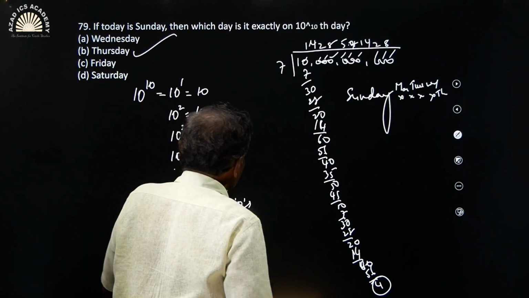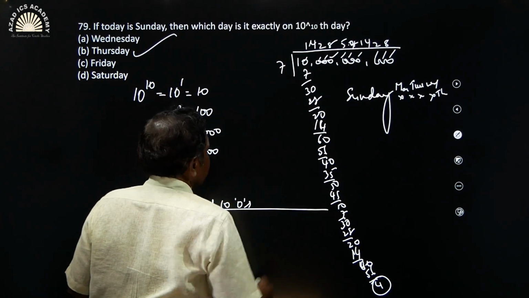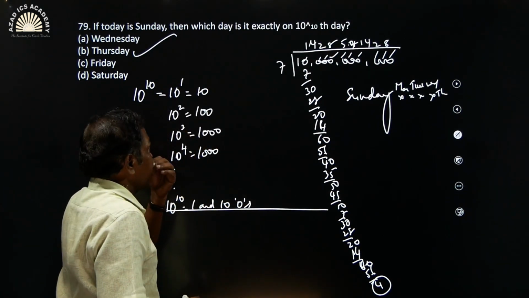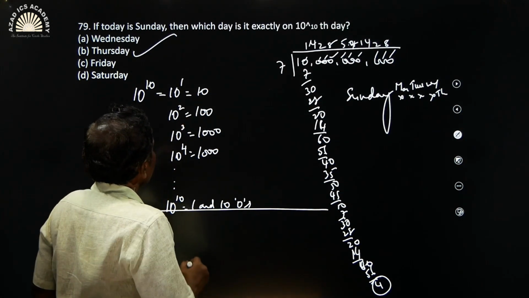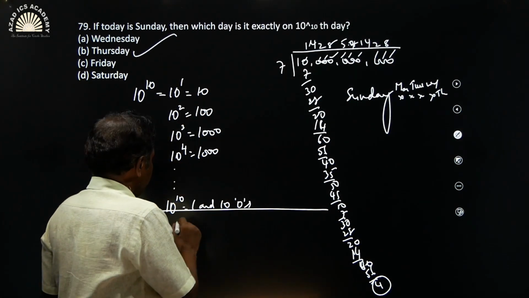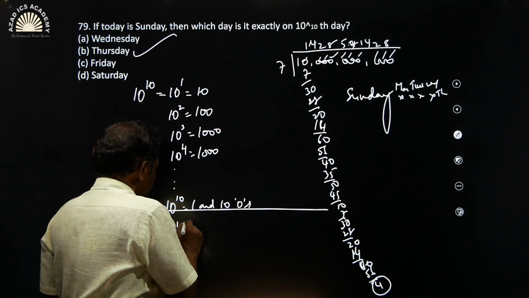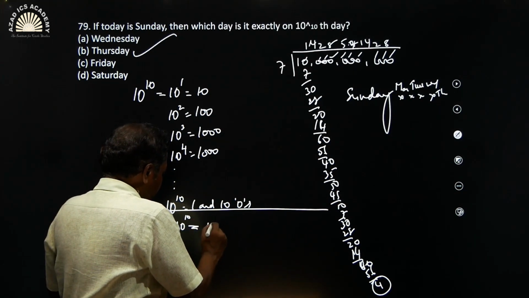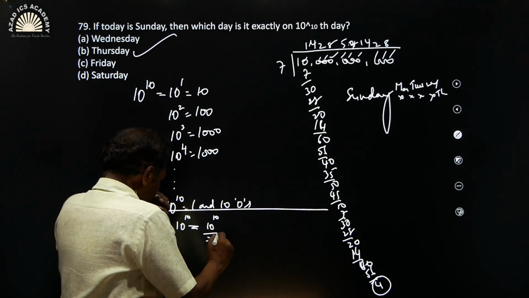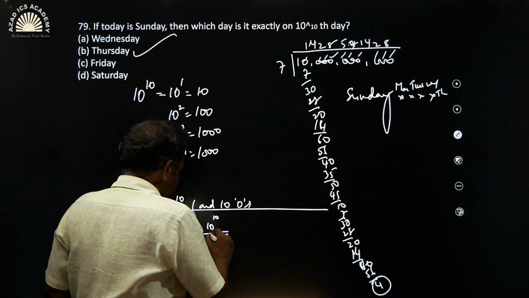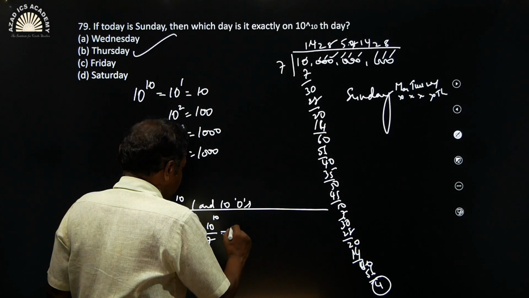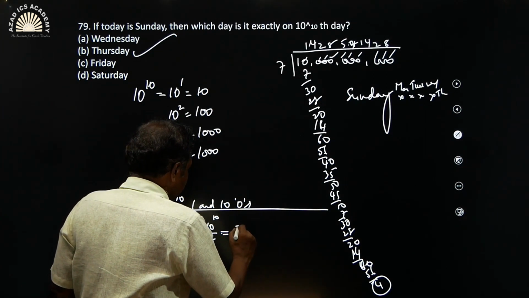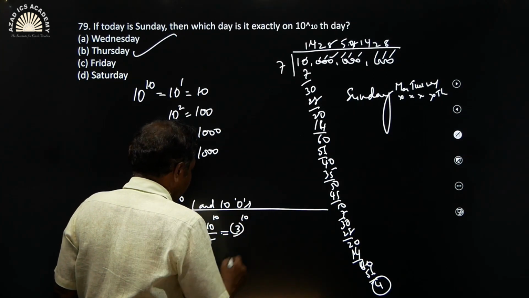This is the one method. So another method, it can be simplified. See like that. Remainder rule. 10 to the power of 10 can be written as 10 to the power of 10 by 7. It means 10 by 7 is what? 10 minus 7 is 3. So 3 to the power of 10.